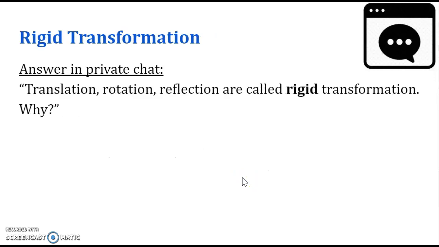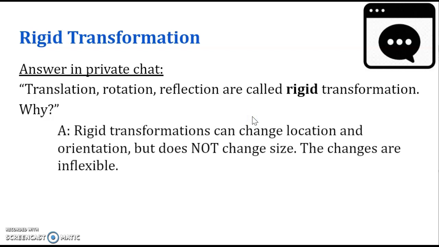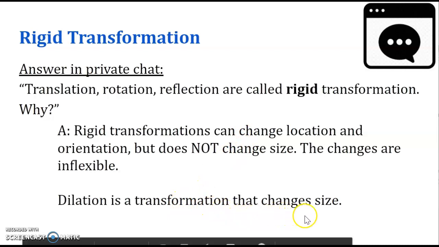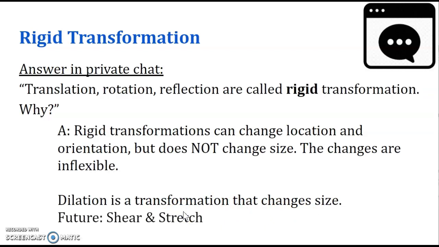Okay, so translation, rotation, reflection are called rigid transformations. Why do you think so? This is all IM1 things. The answer is because rigid transformations can change location and orientation, but not size. The changes are inflexible. In contrast, dilation is a transformation that changes size, so it's not called a rigid transformation. And in future, we are going to be talking about shear and stretch of dilation.